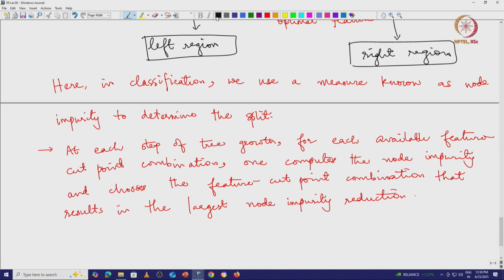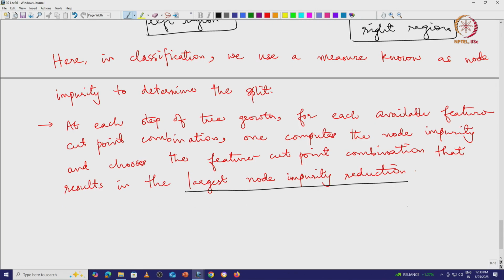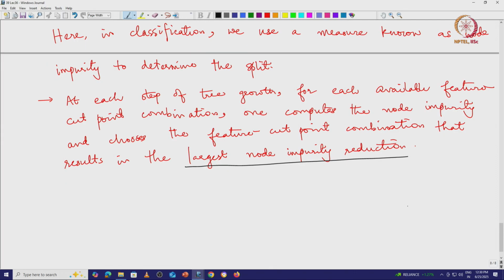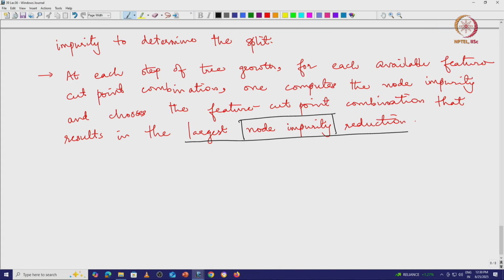Now you can contrast this with what happens in regression. There you are looking at the largest reduction in the sum of squared errors. So the sum of squared errors must be minimum once you make this particular split. So now let us see how this node impurity is defined. Before we can look at which combination of feature and cut point minimizes the node impurity, we need to know how the node impurity is defined. So let us look at some node impurity measures. There are a few of them and I will discuss a couple.